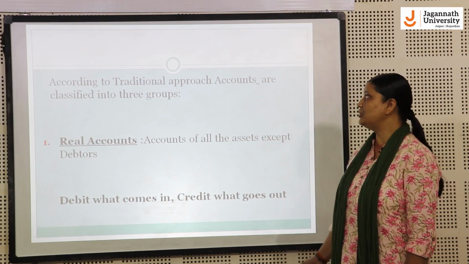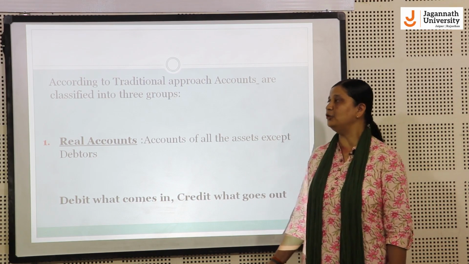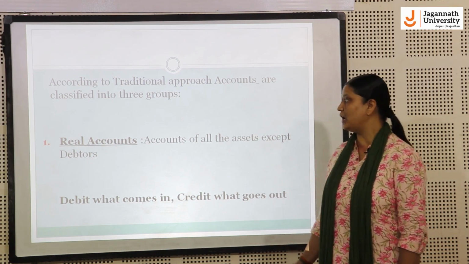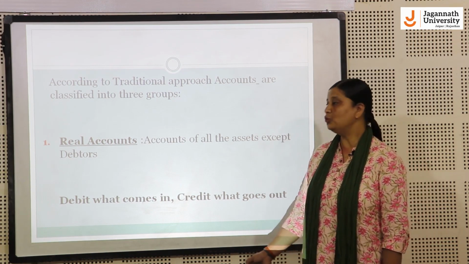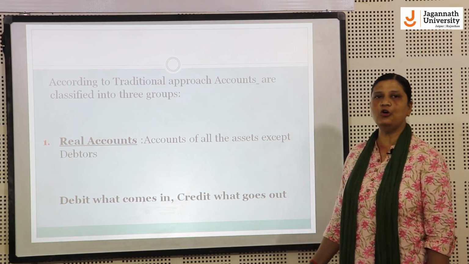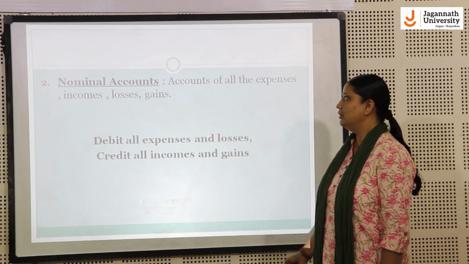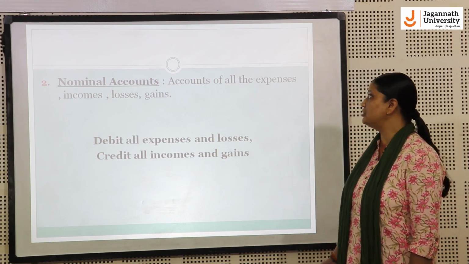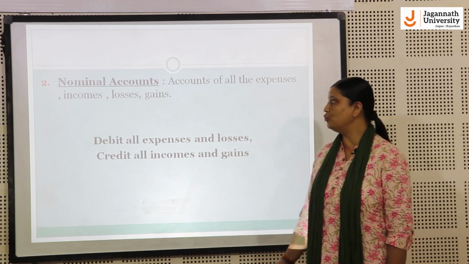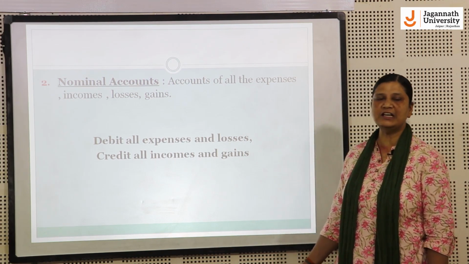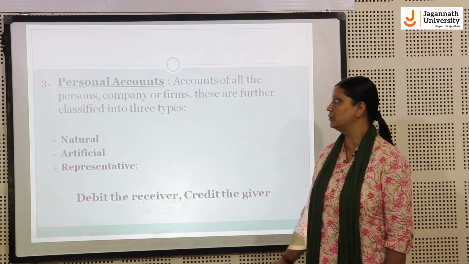Now, according to the traditional approach, accounts may be classified into 3 groups. Very first is real accounts, accounts of all the assets except debtors. And the rule is debit what comes in and credit what goes out. The second is nominal accounts, accounts of all the expenses, income, losses and gains. And the rule is debit all expenses and losses, credit all incomes and gains.